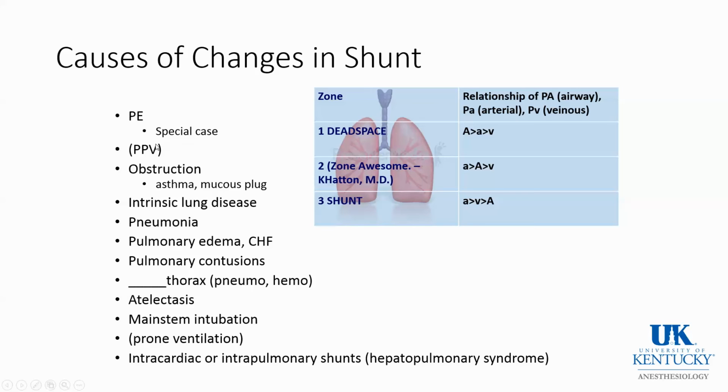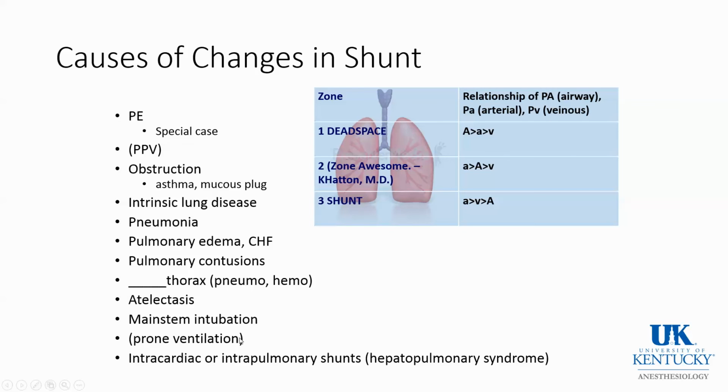We talked about positive pressure ventilation having a benefit here. Obstruction is a big cause of shunt, right? You're looking at perfusion without ventilation. So asthma, mucus plugging. These are things that when you see a change in your oxygen saturation, you should be thinking of these things, of causes in shunt. Intrinsic lung disease, pneumonia, pulmonary edema, CHF, pulmonary contusions, trauma is a big situation here. You get pneumo and hemothoraces. Those are situations where you have an increase in shunt. Atelectasis is a big one after abdominal surgery and other situations. Main stem intubation is a critical one.